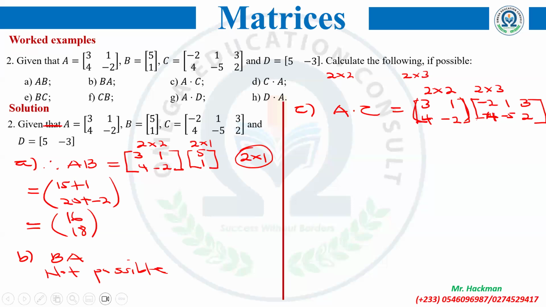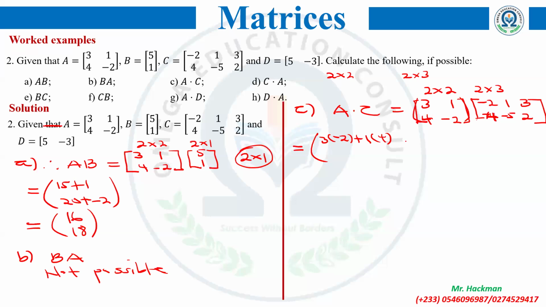Because you have 3 here, it tells you that your first matrix must be repeated 3 times. So this is what we are going to do. You take your first row, first column, first row, second column, first row, third column. Let's do that. Then we are going to get 3 times -2, then plus 1 times 4.